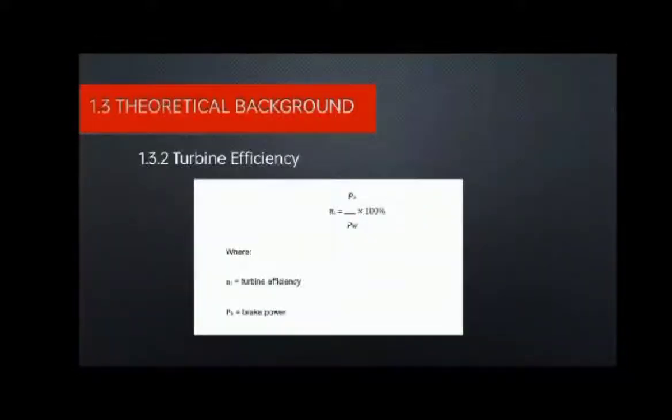Turbine efficiency. The hydraulic power is the net energy transferred to the water per unit time. The input power delivered by the motor to the pump is called the brake horsepower. The difference between the brake horsepower and hydraulic power is the pump efficiency. Turbine efficiency is obtained by using the formula: ηT = PB / PW × 100%, where ηT is the turbine efficiency, PB is the brake power, and PW is the hydraulic power.